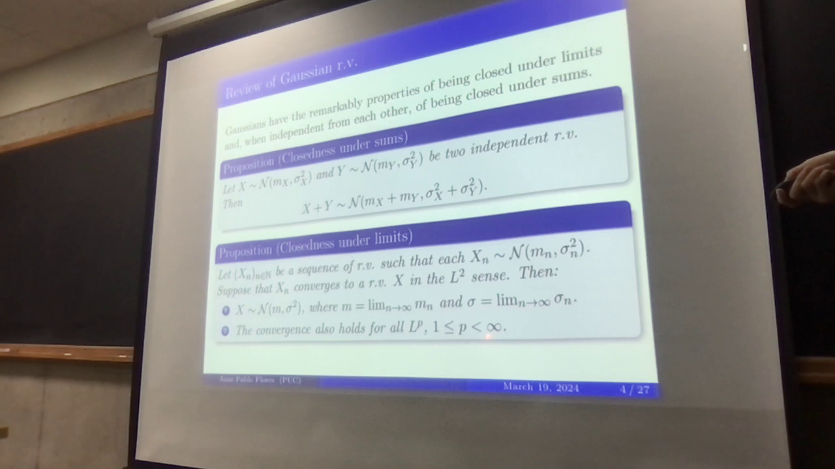Okay, so Gaussians have these good properties. Sums of independent Gaussians are Gaussians. Limits of Gaussians are also Gaussians. And here we can observe why we need to admit that sigma equal to zero is also a Gaussian, because this can be converted to a constant. So we need to say that that is a Gaussian also.